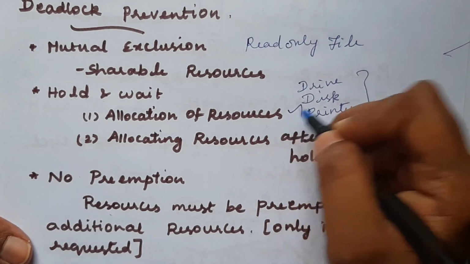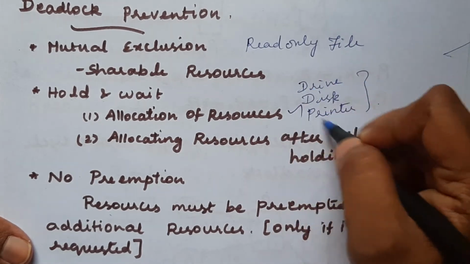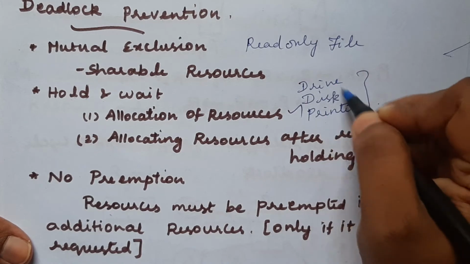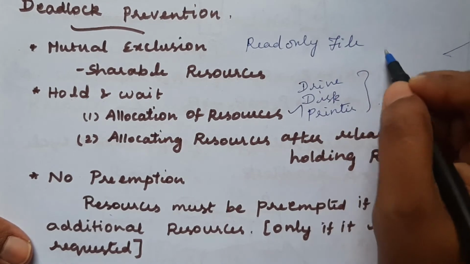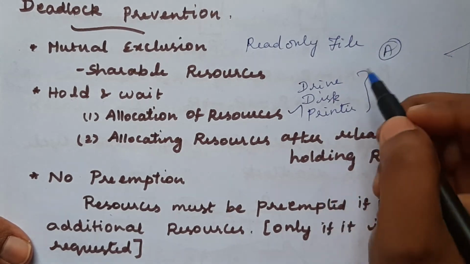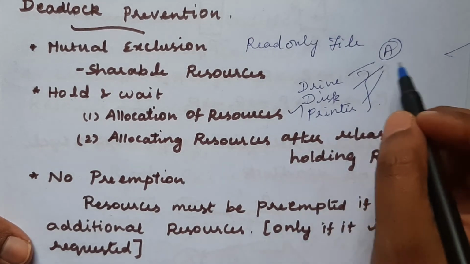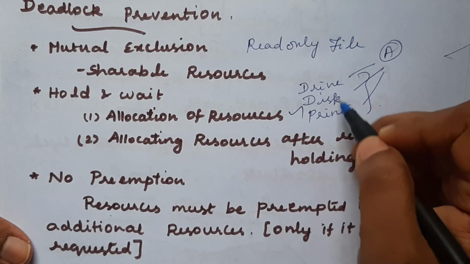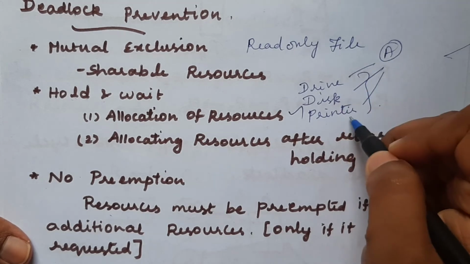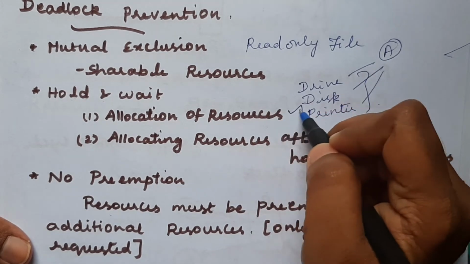So based on the first protocol, we need to allocate all these three resources at once to a process. So there is one process A, and we are allocating all these three at once at the beginning, before performing the operation. It has to perform this task and afterwards it will release the entire resources. This is the first protocol.